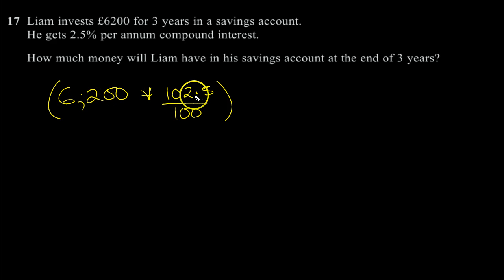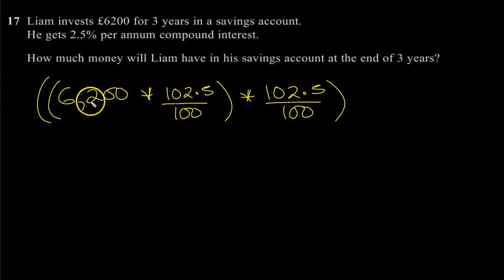At the end of the second year, this money is the same process that happens again. 102.5 over 100. And then at the end of the third year, this is the amount you've got at the end of the second year. And 2.5% on top of the 100% is 102.5% of that, isn't it?